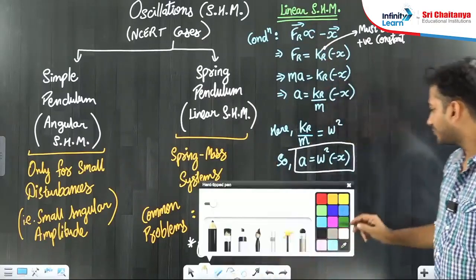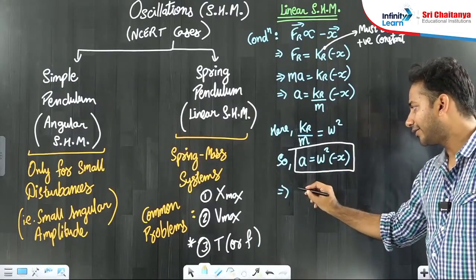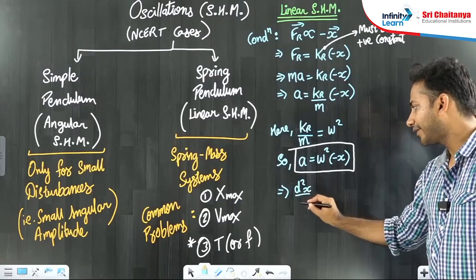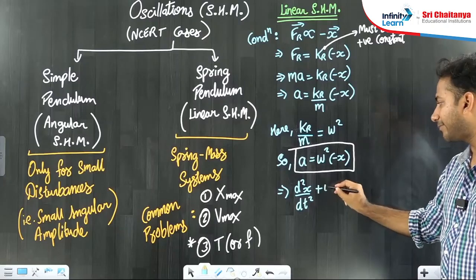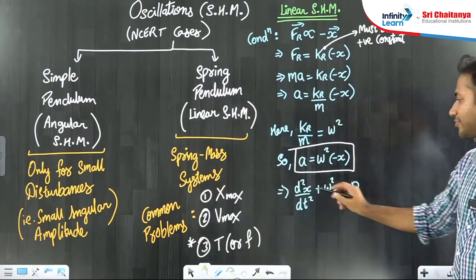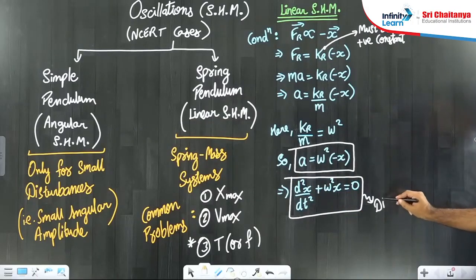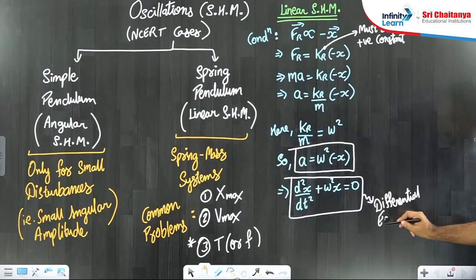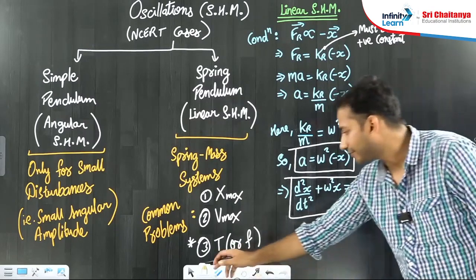Now, if you see that carefully, you can also write this acceleration as d2x by dt square. This minus omega square x will go to that side and become plus omega square x, that will be equal to 0. This is called the differential equation of linear SHM. I'll compare it with angular SHM, so that will become the differential equation of angular SHM.